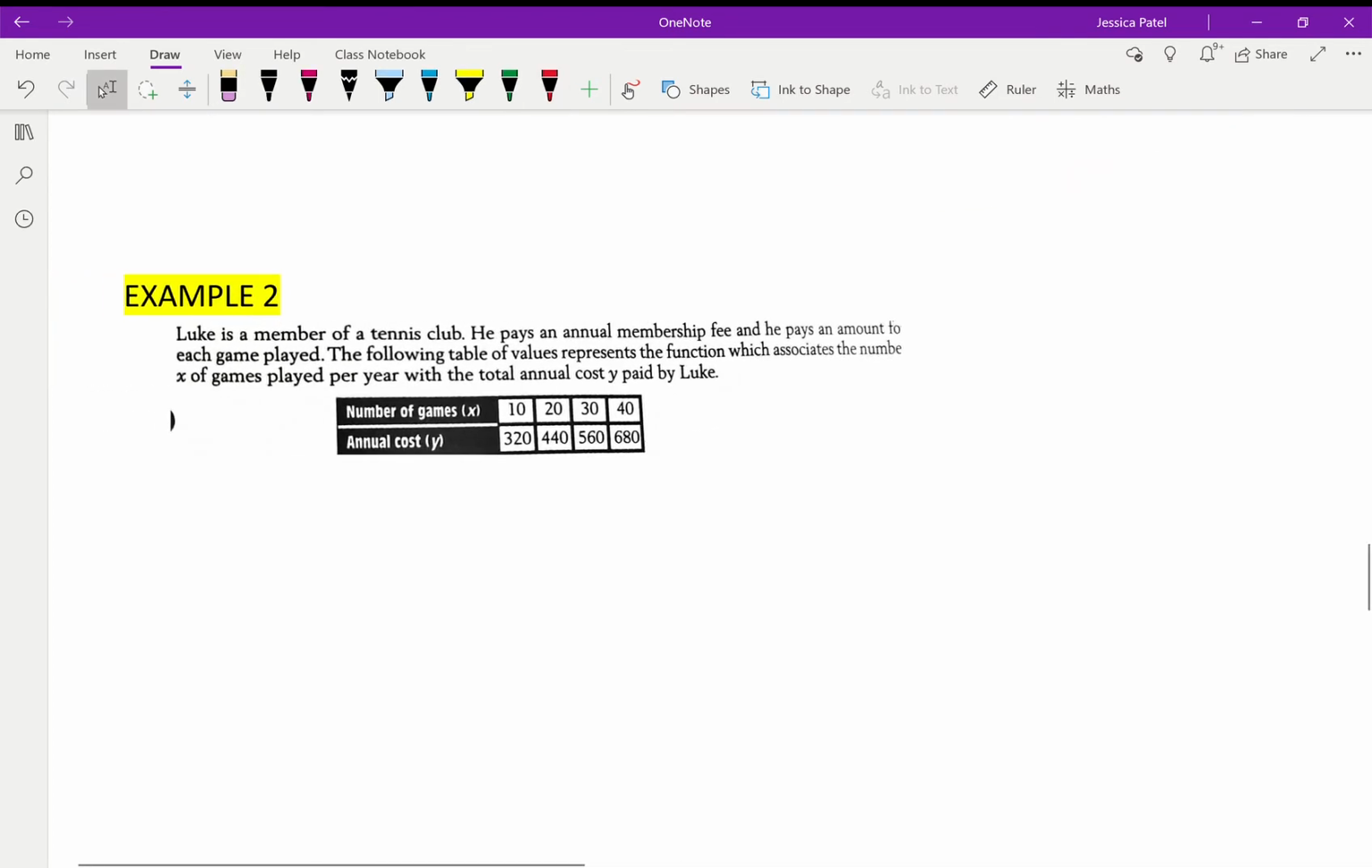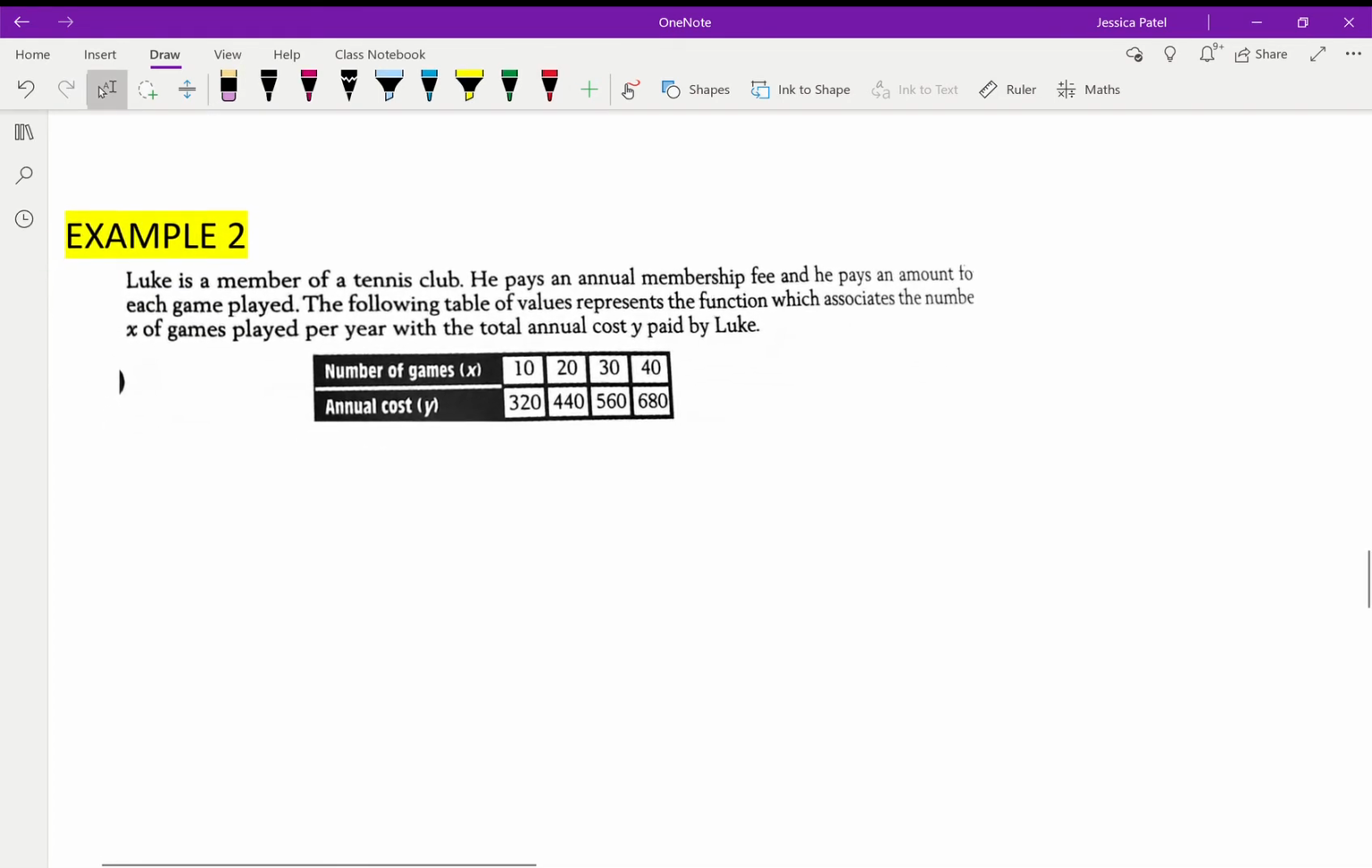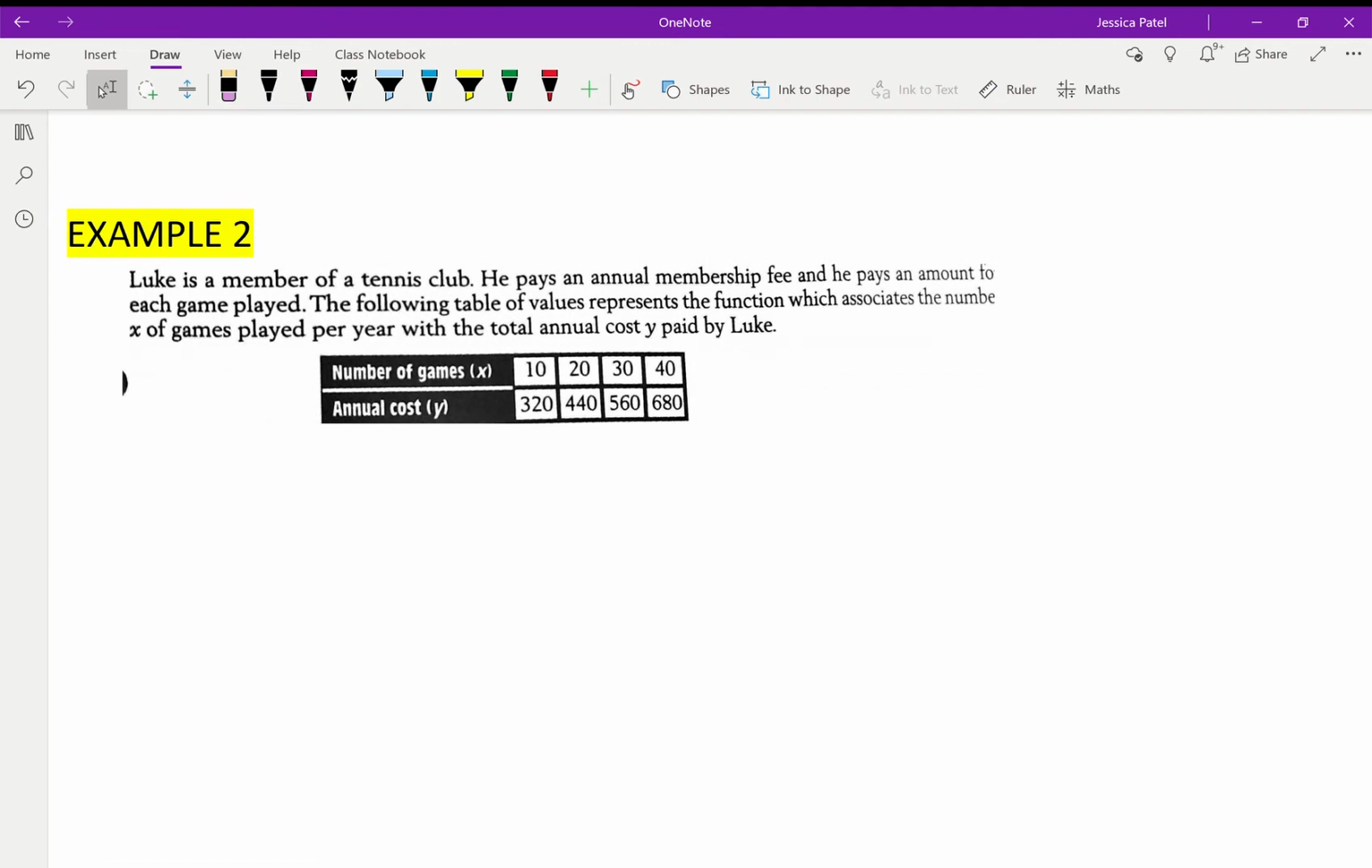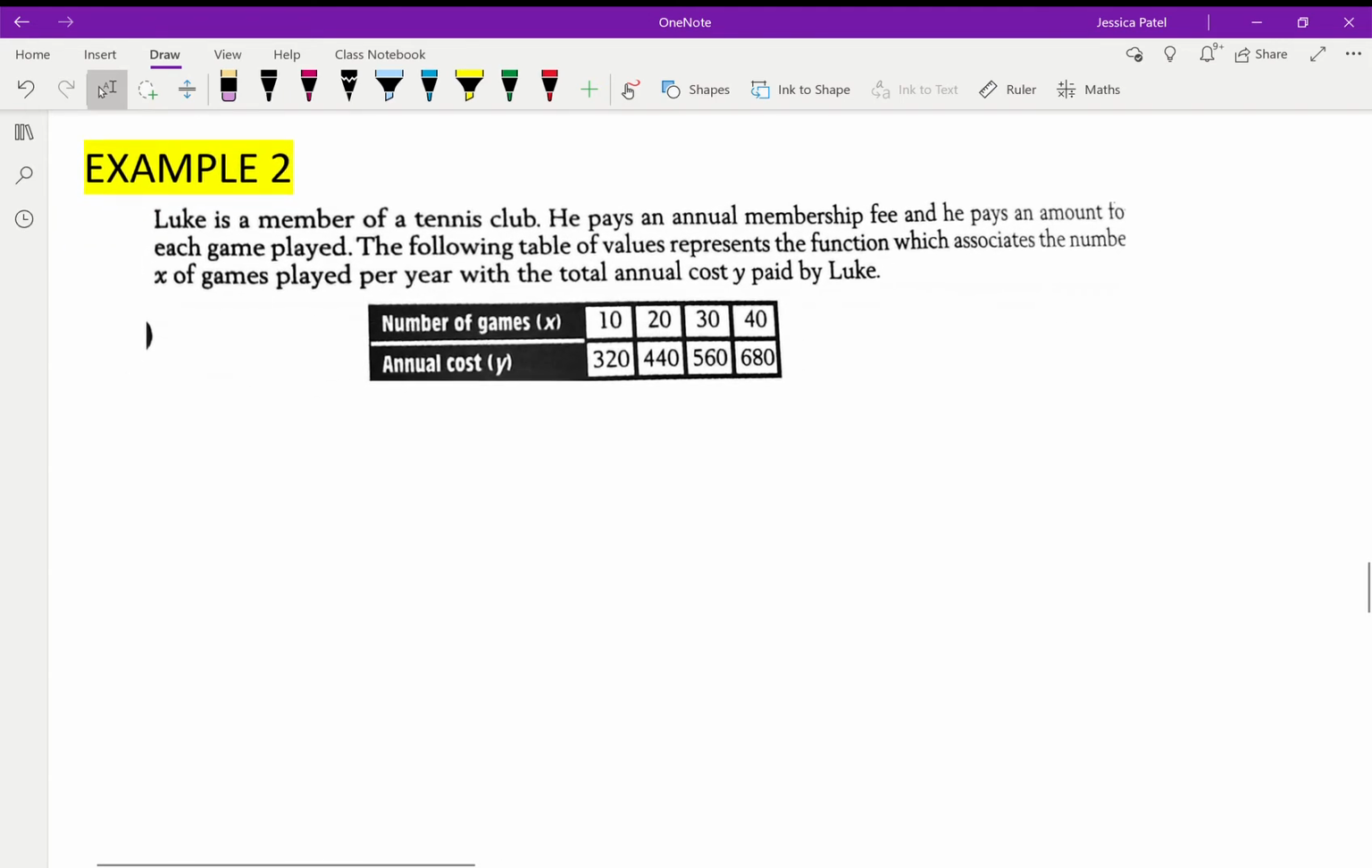Okay, so example number 2. Luke is a member of a tennis club, and he pays an annual membership fee, and he pays an amount for each game played. The following table of values represents the function which associates the number x of games played per year with the total annual cost y. So he pays a membership fee, and he pays an amount for every game he plays.